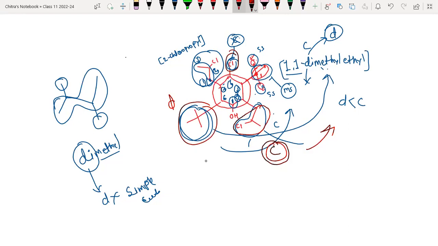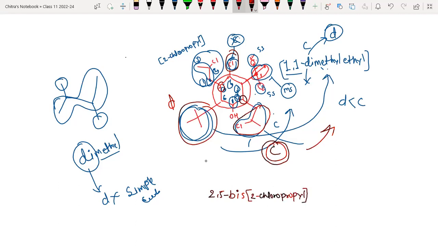See, here this position is 2, and here we have 2, 3, 4, 5. So 2 and 5 are similar, so we have to write 2,5. See, for complex substitution, we are not using di, tri. We are using bis and tris. So I'm writing here bis. In square bracket, we have to write the name. It is 2-chloropropyl.